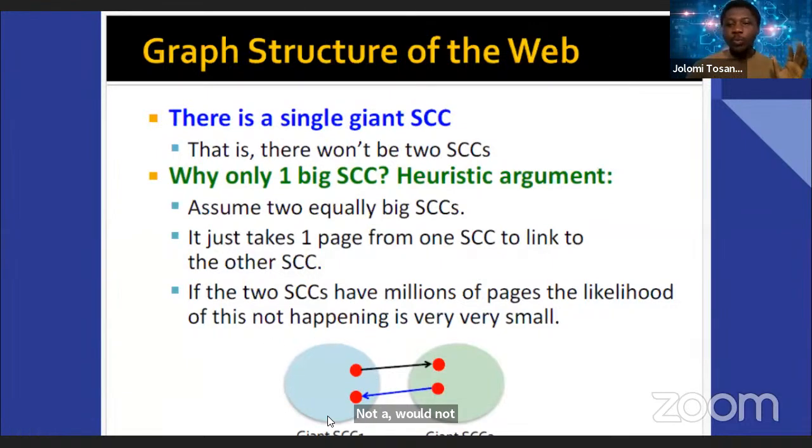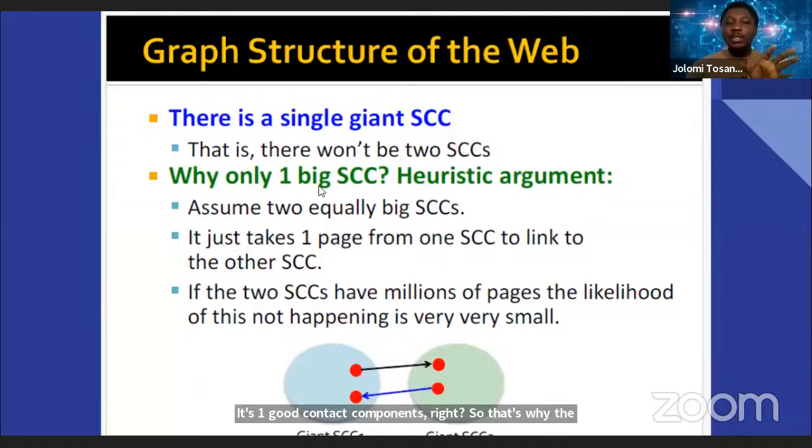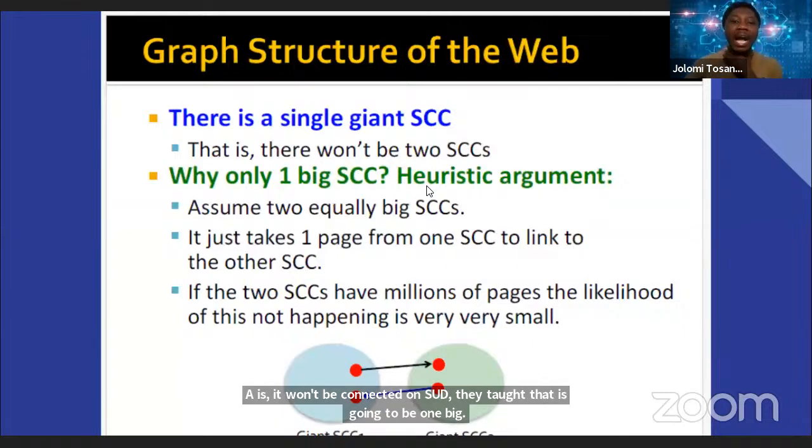If you were to have two communities of web pages, the chances that there's a link that connects you from one community to the other community is kind of high. And there's also a chance that there's a link that connects you from this community back to the other community. So if there's a connection between these two, you can merge them to form one big strongly connected component, right? So that's why there is one big connected component. They thought that is going to be one big connected component. That is a heuristic argument, right?